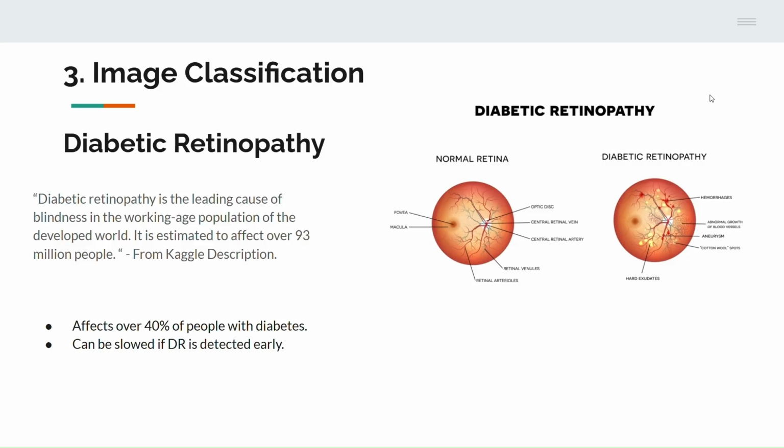For our image classification task, we chose diabetic retinopathy, which is the leading cause of blindness in the working age population. This disease affects over 40% of people with diabetes, and can be slowed if DR is detected early. So you can see from the images that the retina with DR has very clear visual distinctions, having more bloodshot, enlarged blood vessels and aneurysms.